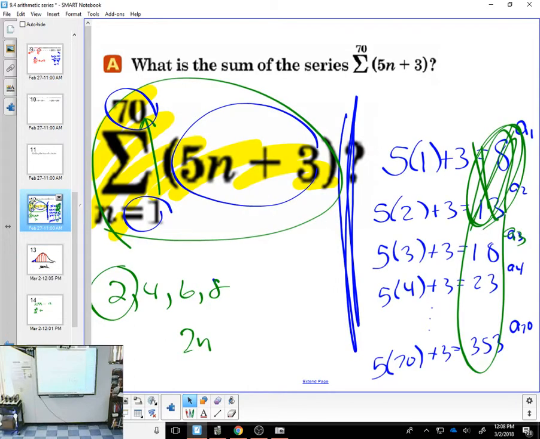Go up one. So I see how to do it, but is there something easier than just adding all those? What? You want me to show you an easier way of doing this? Yeah. You don't want to sit there and add them? How dare you?